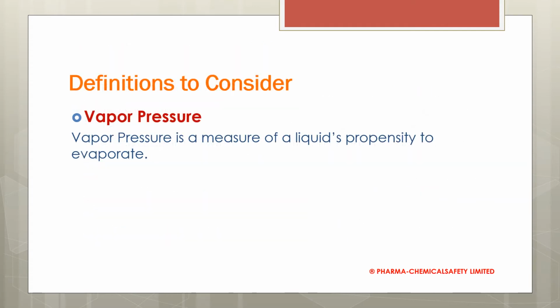Vapor pressure is a measure of a liquid's propensity to evaporate. That's another parameter, and actually the non-conductive liquids have a high vapor pressure. So it's another parameter you need to consider, especially in your operation, during chemical reactions or inside of the reactors. It is something that you need to consider as well.